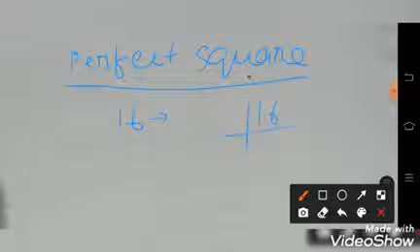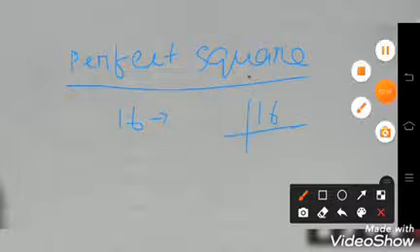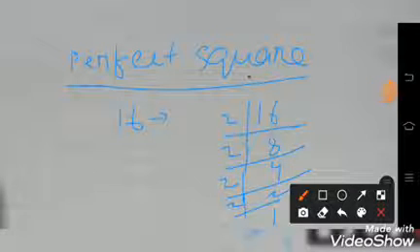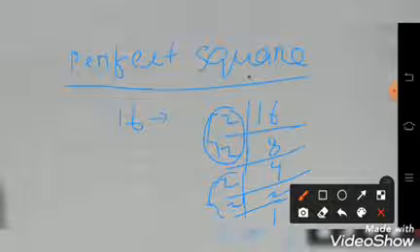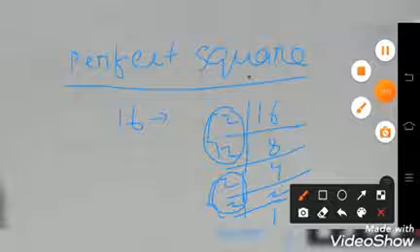You just factorize 16. So here we can find it out by factorizing the number. 2 8s are 16, 2 4s are 8, 2 2s are 4 and 2 1s are 2. So here we have two equal pairs. They are exactly paired. That means this 16 is a perfect square.